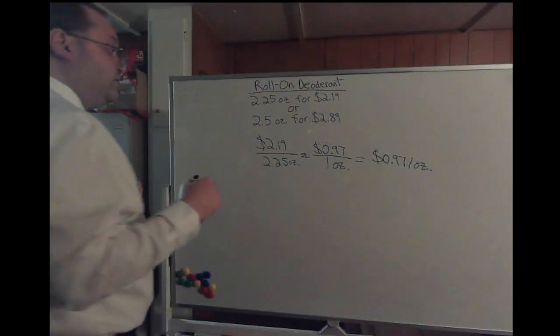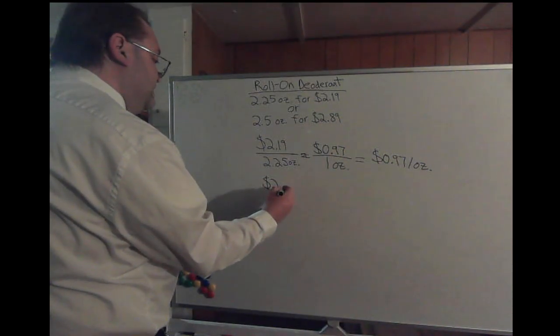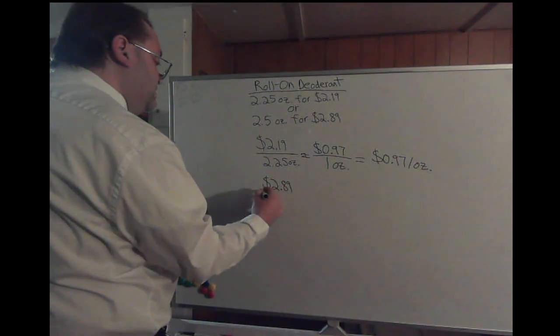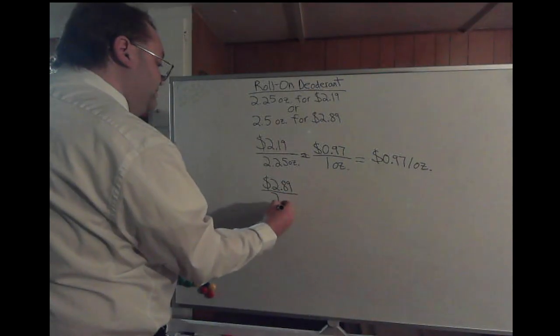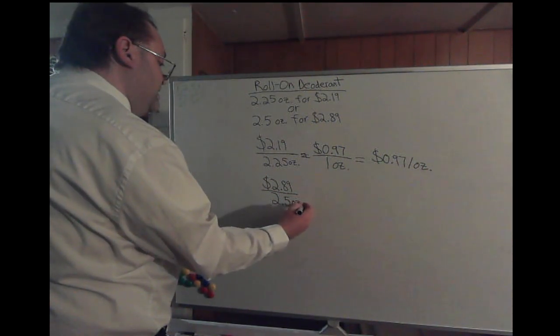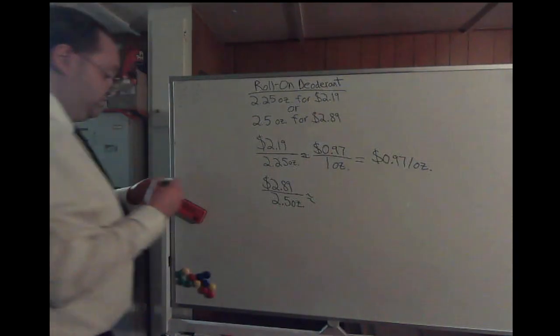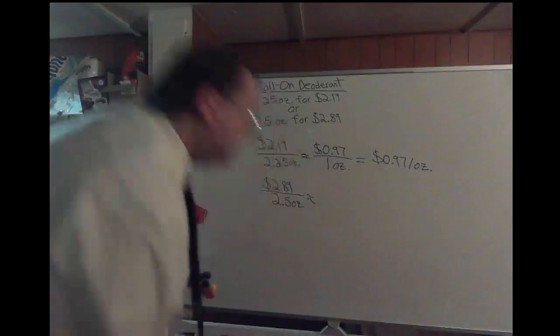Let's figure out what the other one is. The other one is $2.89 for 2.5 ounces. Alright, let's see what that's going to equal.